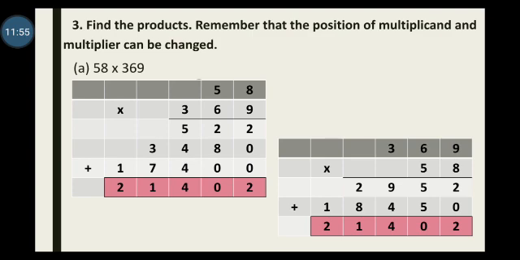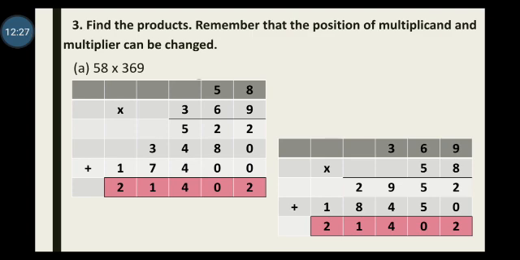Put the addition sign and add the 3 statements. 2, 8 and 2, 10, carry 1. 5 and 1, 6, 6 and 4, 10, 10 and 4, 14, carry over 1. 7 and 3, 10 and 1, 11, carry over 1, 1 and 1, 2. So my final answer is 21,402.